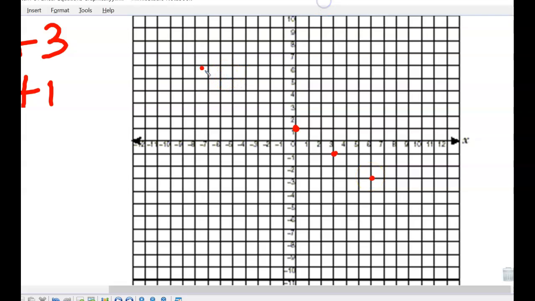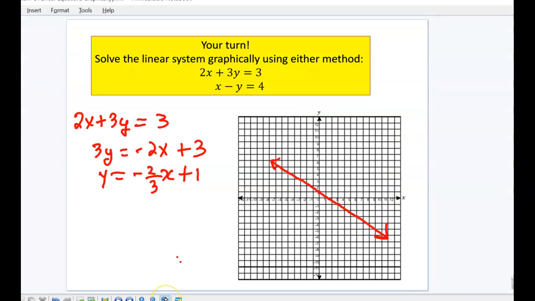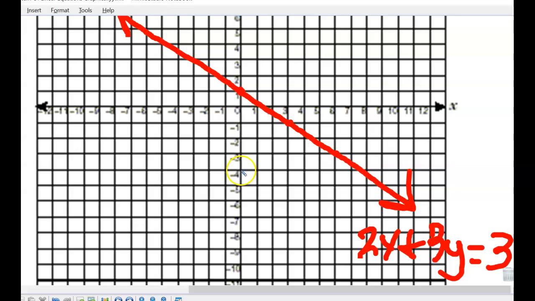Again, you can get out your ruler and you can draw this line. And that is the equation 2x plus 3y equals 3. For the second line, I'm simply going to add the y over and subtract the 4. So I'm going to end up with y equals x minus 4. So my y-intercept is negative 4, and my slope is 1. So negative 4 is the y-intercept, up 1 over 1, up 1 over 1. And again, we can draw this line in.